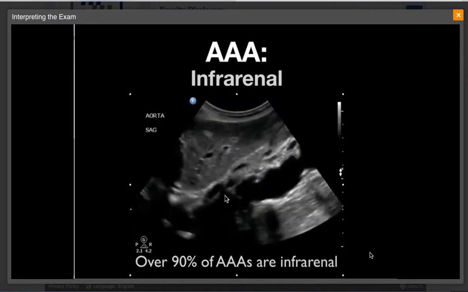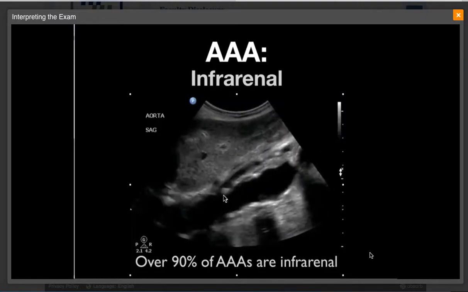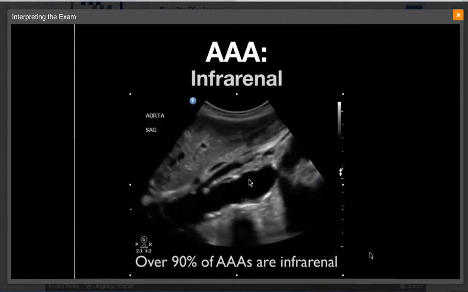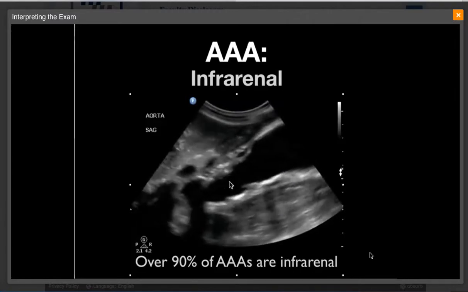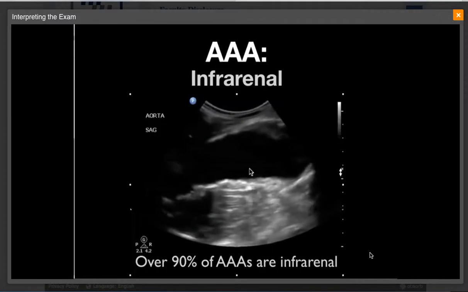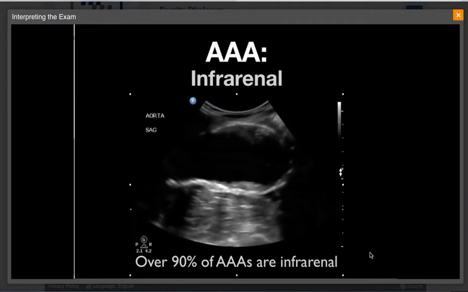This patient was found to have an infrarenal AAA. If you take a look, here's the celiac artery, here is the SMA. At about 2 centimeters from that takeoff, there was no aneurysmal formation present. The aneurysm was much farther caudal. This was an isolated infrarenal AAA.